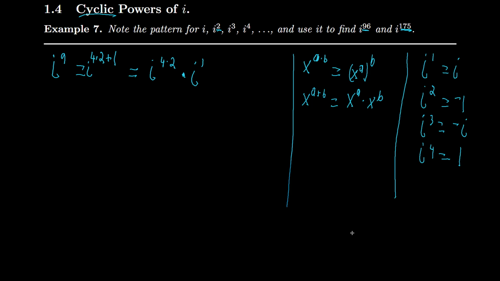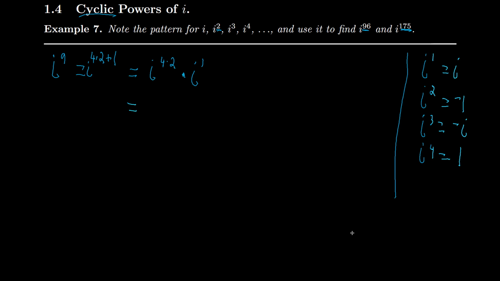So, let me rewind for a moment, and let's talk about this over here. Why is this useful? We're just going to use those properties real quick. This is i to the 4th squared times i. We know that i to the fourth is 1. So this is 1 squared times i, which is obviously just i. So i to the ninth is i.